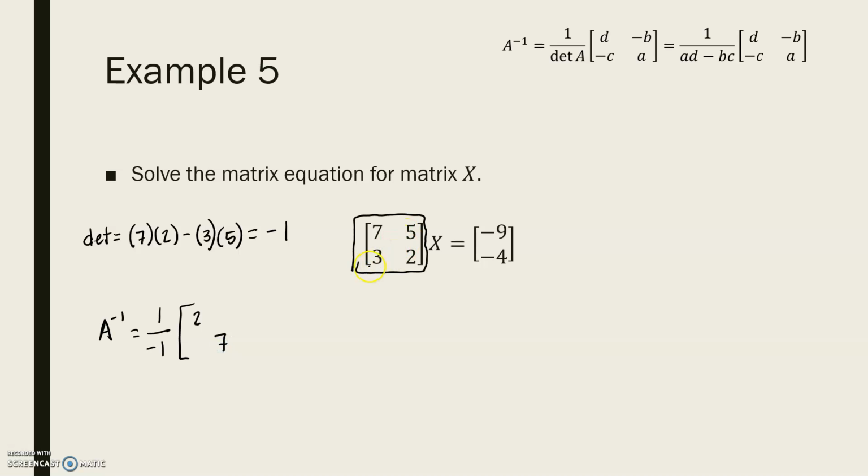And then I'm going to leave these numbers where they are, but change their sign. And now I'm going to go through and multiply everything by 1 over -1, which is really just changing the sign of everything. So the inverse is going to be -2, 3, 5, -7.